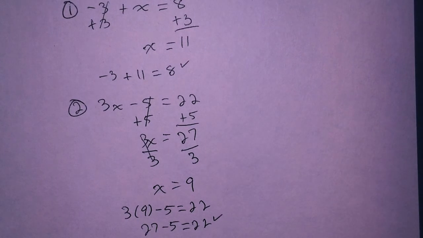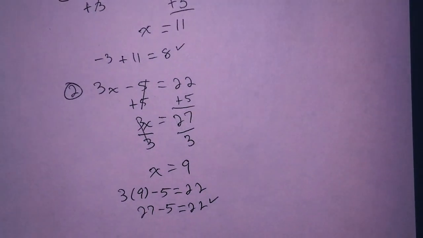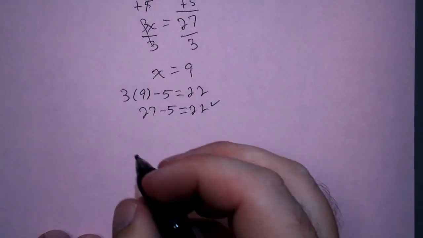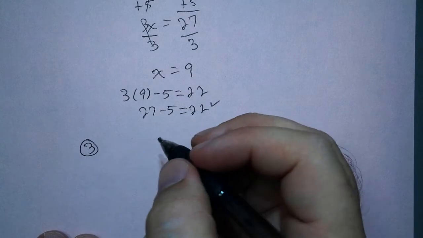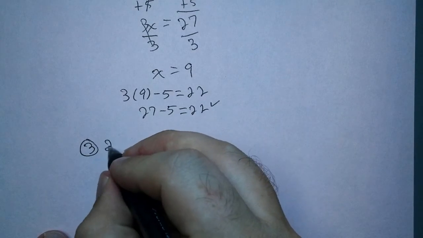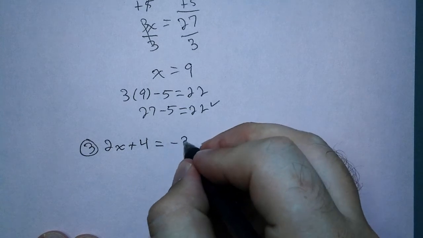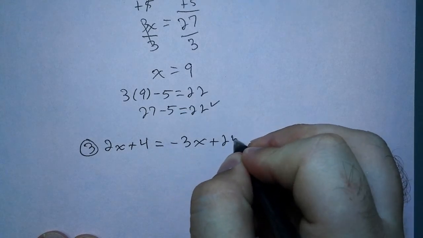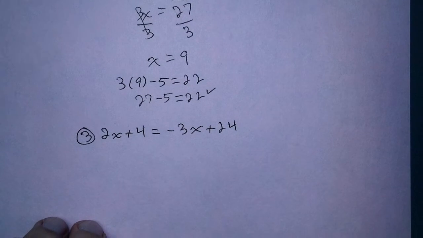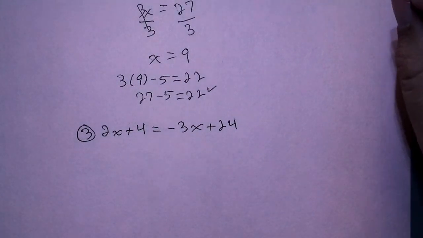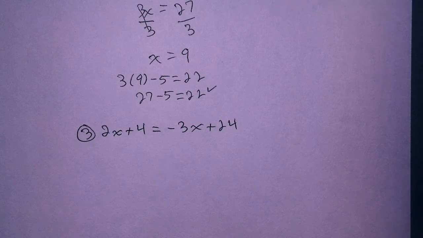Okay, let's make them a little bit harder. What if we had variables on both sides? So this next one, number 3, it's going to look like this. 2x plus 4 equals -3x plus 24. Okay, write it down, work it out. After you write it down, push pause, and then push play when you're ready to see the answer.